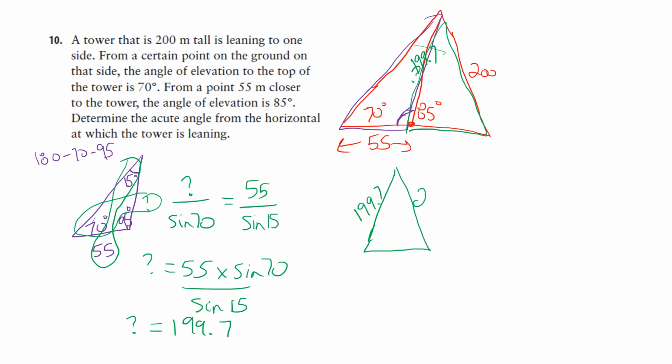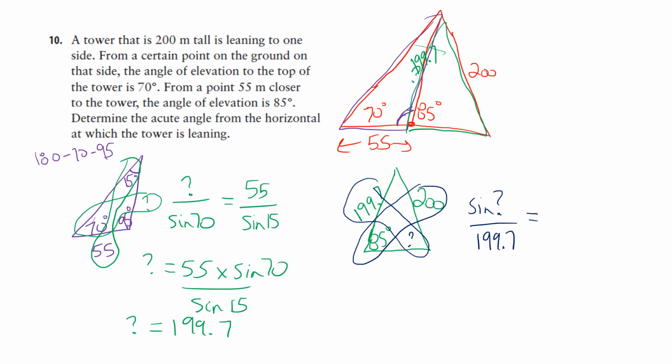So I just figured out the 199.7. I know the tower itself is 200. I've got 85 degrees down here. And I'm going to try to figure out this angle here, so I can figure out what angle that tower is leaning at. So I'm going to do sine law again. I've got the 199.7 across from the question mark, and I've got the 200 across from the 85. So I'm looking for an angle. So sine's going to go on top. And then I do a matching ratio here. I've got sine 85 over 200.